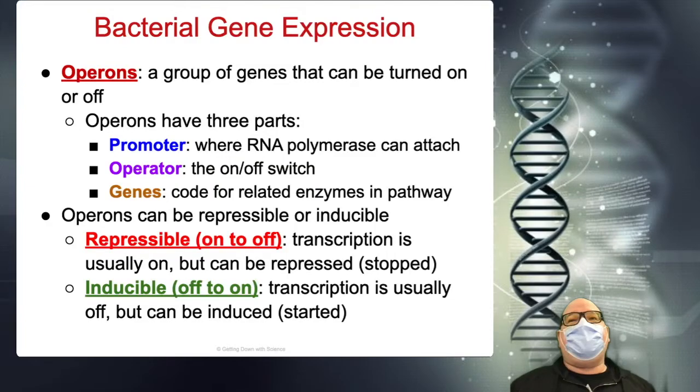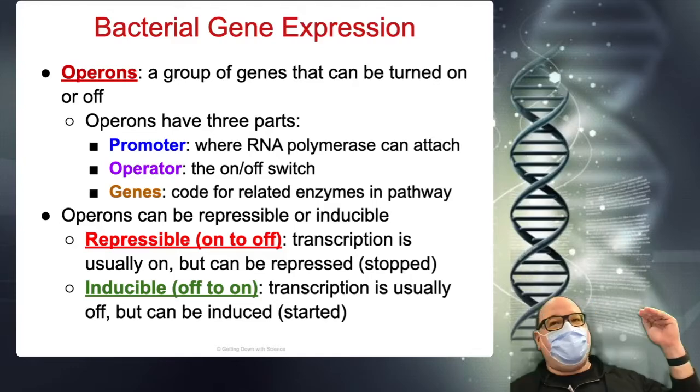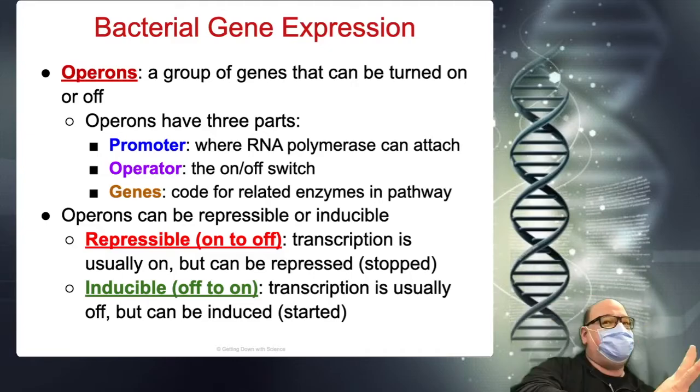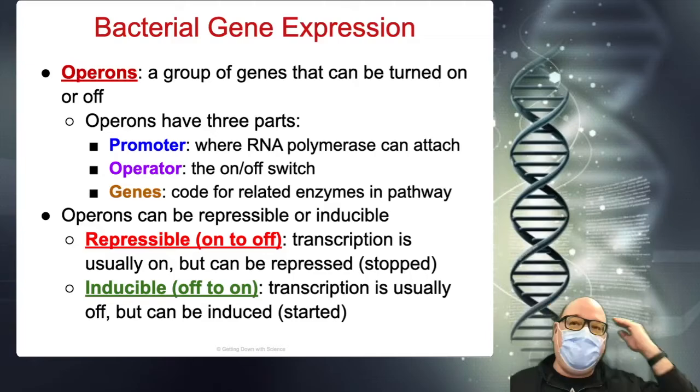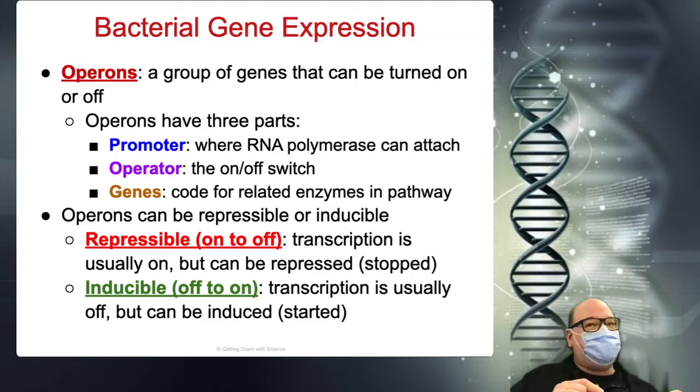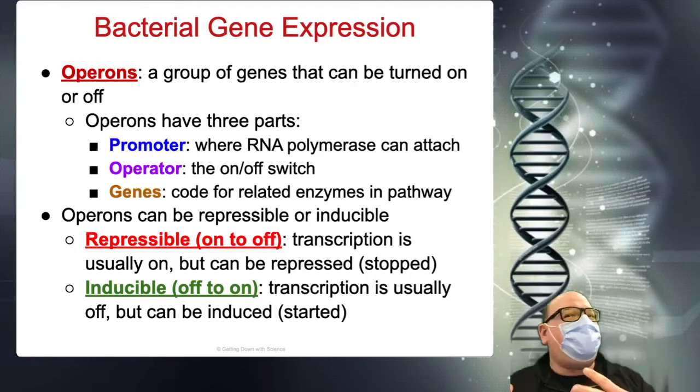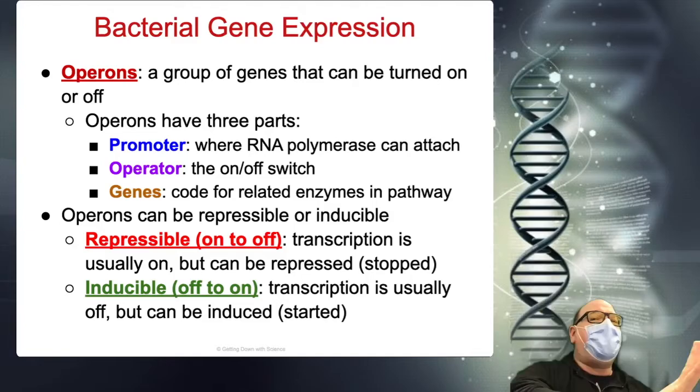Now, operons can work in two ways. They can be repressible. Okay, so the gene is normally on and a repressor shuts it off. We don't need this right now, let's repress it. Okay, so a normally on gets shut off. Okay, the next type can be inducible. Inducible is we don't make this unless we need it. Okay, so it's always off, but if we need it, we'll go turn it on.